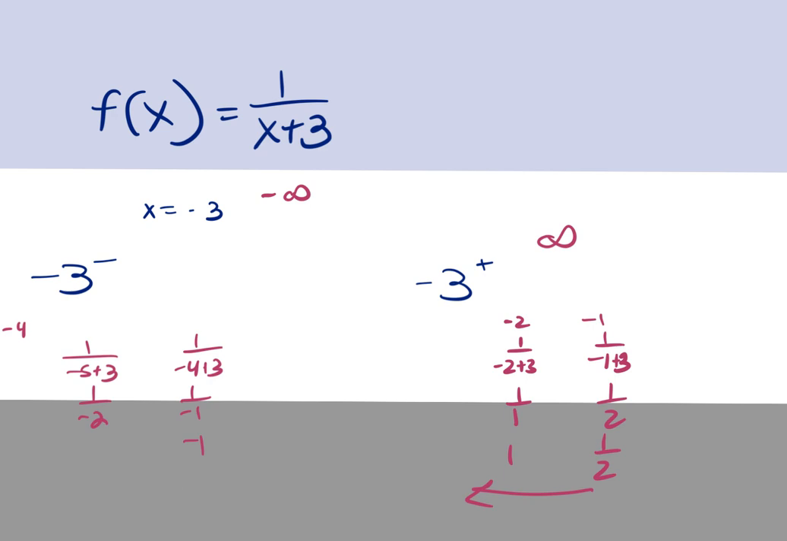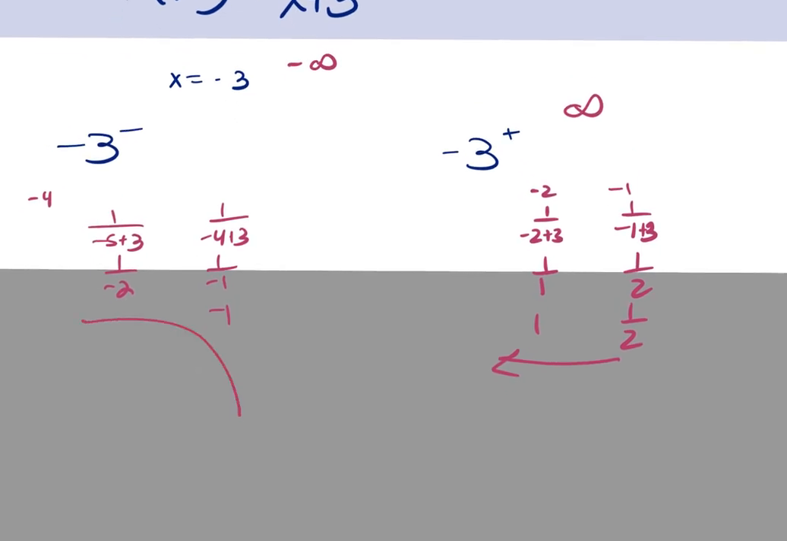So both sides would be... No, the left side's negative, it's getting smaller. The right side's positive, it's getting bigger. They could both go up or they could both go down depending on the behavior. So you've got to plug in 2 values from either side.